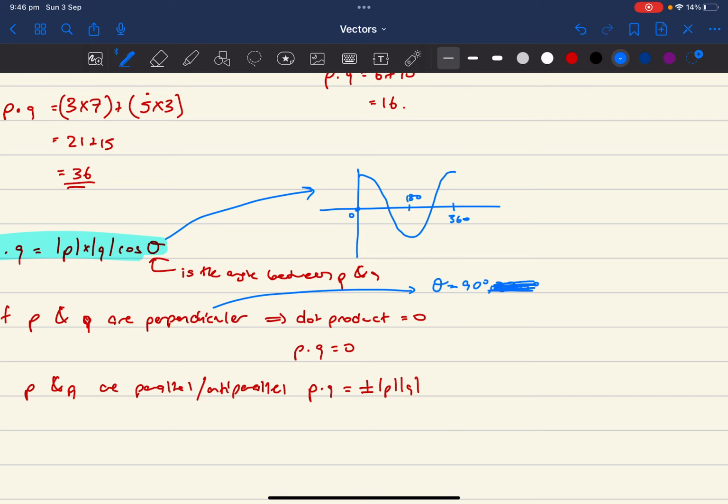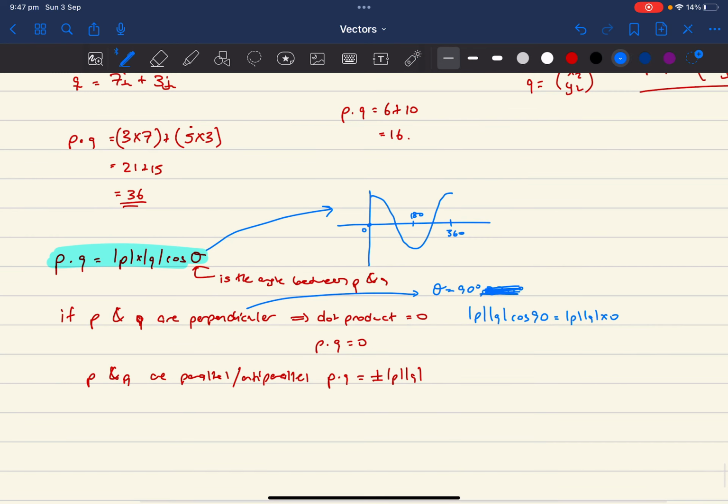So if the angle between the two vectors is 90 degrees, you can see the dot product will be 0, because you basically have the length of P times the length of Q times cos 90, which is P times Q times 0. Cos 90, if you put it in your calculator, is 0.